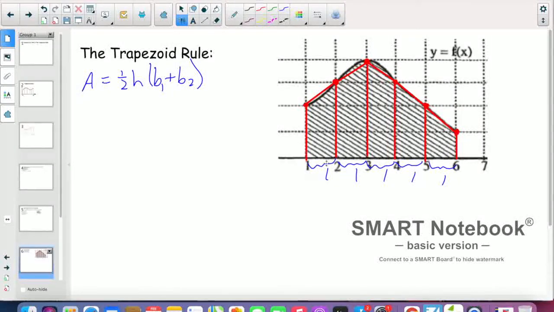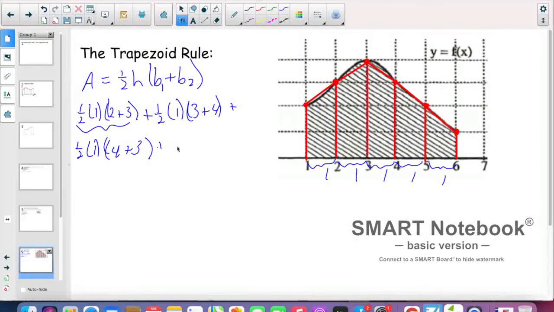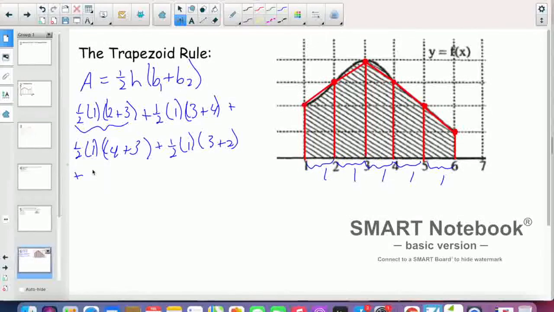In other words, if I set up this trapezoid, I'm going to have its area as 1/2 times the height times its base 1, which is 2, and its second base, base 2, which is 3. So that would be the area of my first trapezoid. We're going to add that to the area of the second trapezoid. Well, again, we have 1/2 times 1 times 3 plus 4. For the third trapezoid, I'm going to go down here. We've got 1/2 times 1 times 4 plus 3. For the fourth trapezoid, we've got 1/2 times 1 times 3 plus 2. So you've got this side is 3. For the last trapezoid, we've got 1/2 times 1 times 2 plus 1.